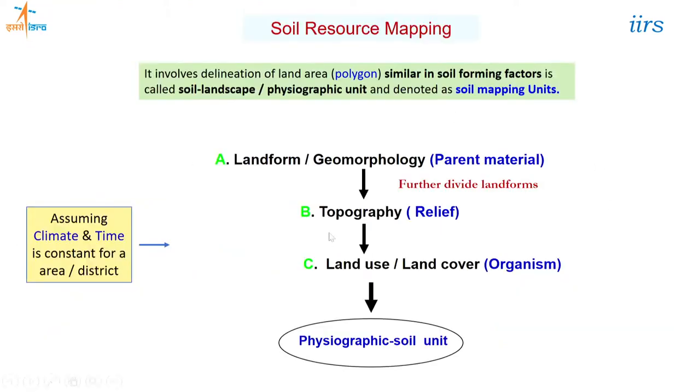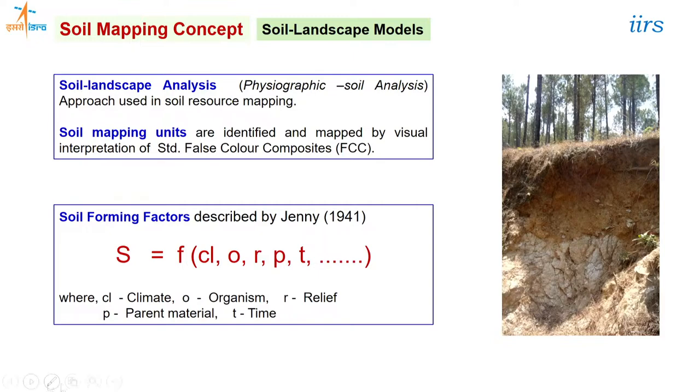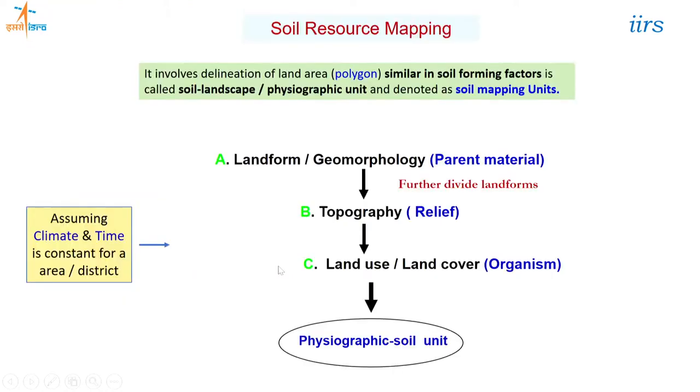So for any district or any area that you are mapping, for simplicity I can say that out of the 5 factors, climate and time may be constant. You assume them constant because the climate of the entire area is the same, and time is the pedologic time, or you can say weathering time. So you can assume it constant. Then only three factors are governing the soil formation in your area.